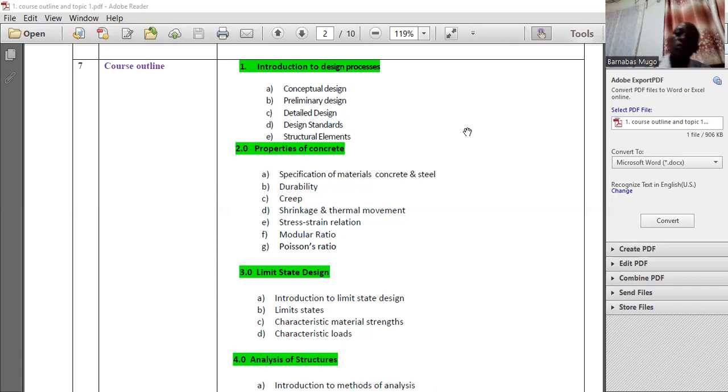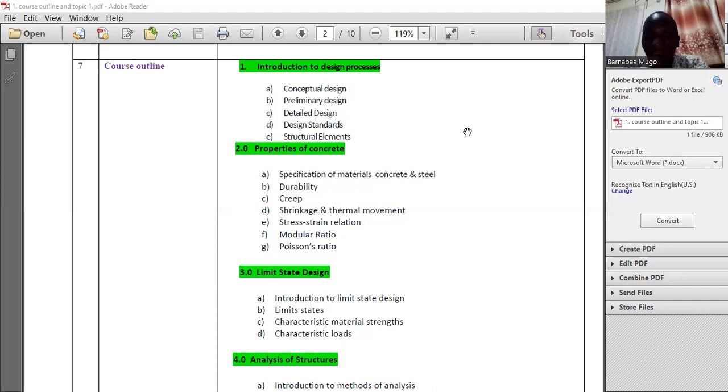Then the second thing that we need to know is about the properties of the concrete. One thing we need to know is that concrete is made up of cement, sand, and ballast in their respective ratios. The ratio of the concrete is the one that is going to determine its strength. The strength of the concrete is going to be given the value of FCU, as we are going to see later. So in this one, we are going to look at the specification of materials in concrete and steel.